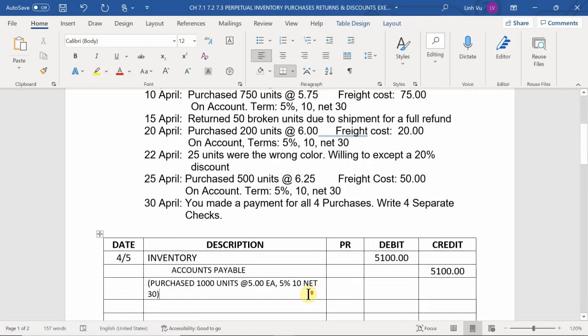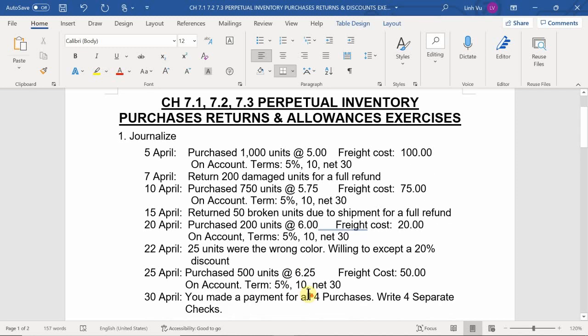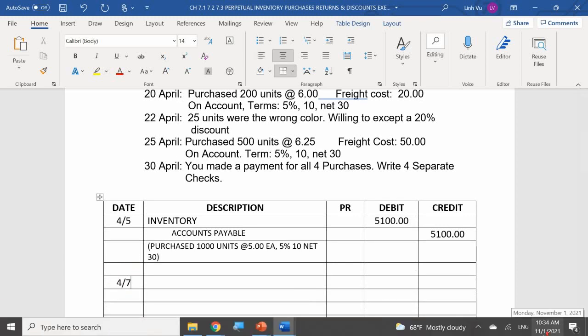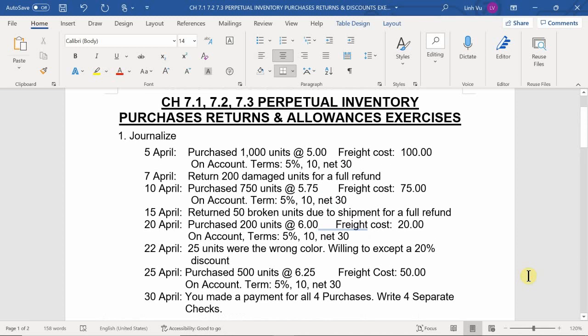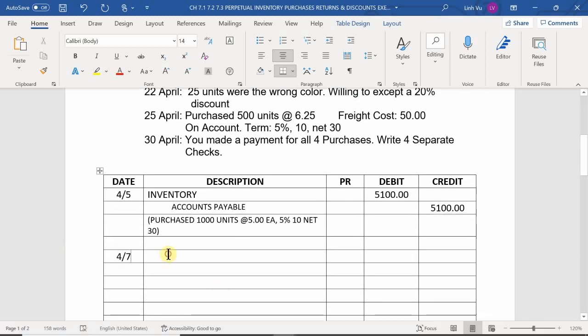All right, so then let's see what happened next. On April 7, we end up returning 200 damaged units for a full refund. So you would just do accounts payable and inventory. You would just take it right back out of inventory.